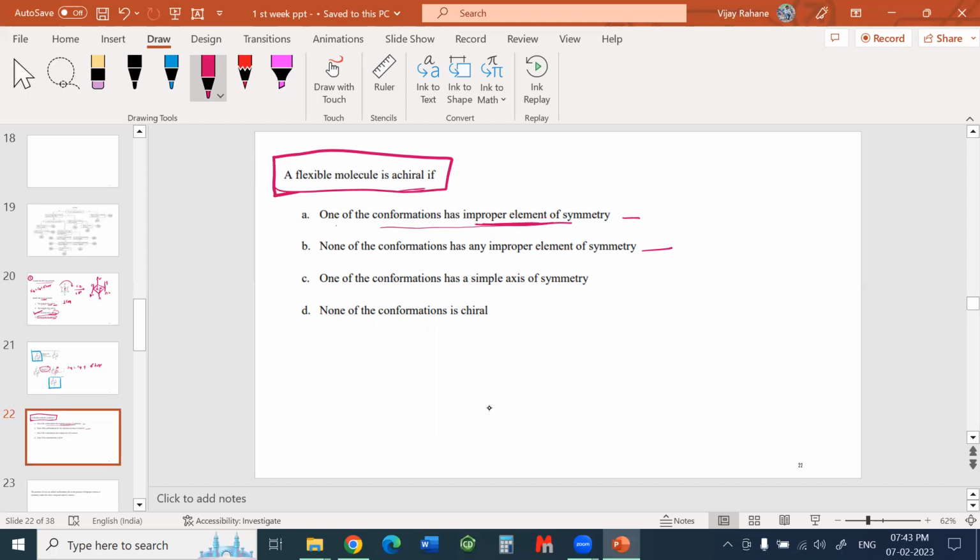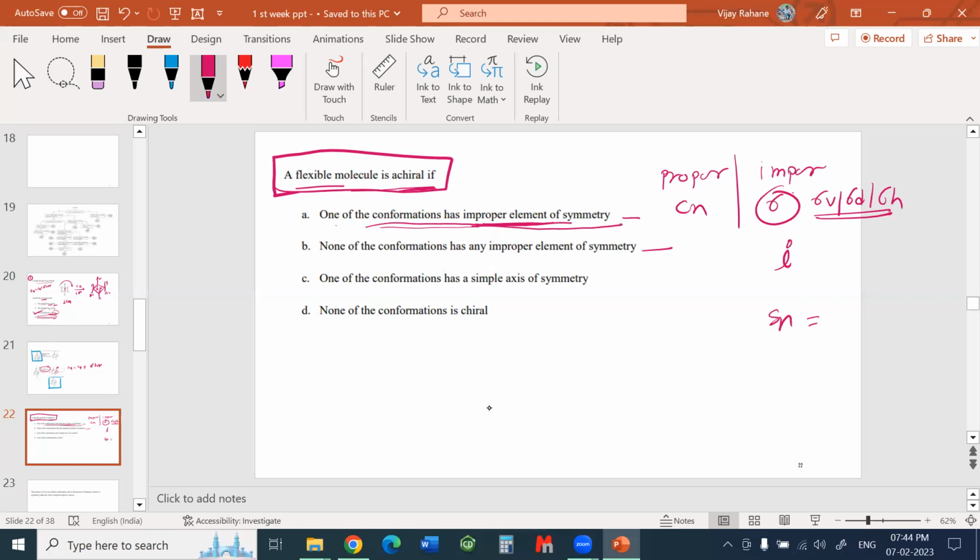Improper element of symmetry means, we have seen proper elements of symmetry and improper. What elements are there in the proper element of symmetry? There will be the Cn axis. That is, the axis of symmetry is the proper element of symmetry, and improper means sigma. Any kind of sigma, either sigma v, sigma d or sigma h, falls in the category of sigma. The second one is the inversion center, i. If there is an inversion center, then by default the molecule will obviously be achiral. And if there is an Sn, then also the molecule will be achiral. So a flexible molecule is achiral if one of the conformations has the improper element of symmetry. Right. So this one is the correct option.